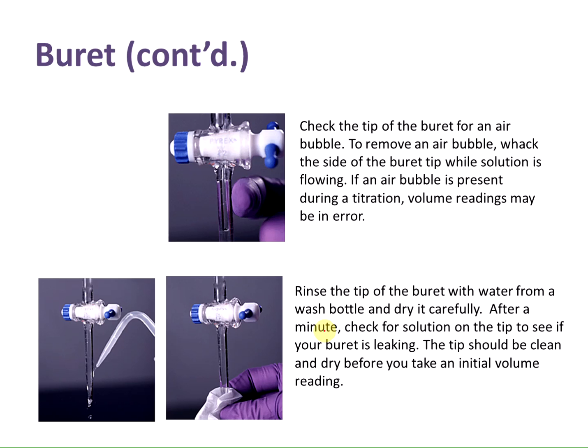Also, when you're preparing your burette, check the tip of the burette for air bubbles. To remove an air bubble, whack the side of a burette tip while the solution is flowing. And whack may be a strong term. Simply tap it, and you can progressively tap a little bit harder to help dislodge the air bubble. If an air bubble is present during the titration, volume readings may be in error. The volume of that air bubble may change, or the air bubble may become dislodged during the titration. So make sure you get rid of it before you start.